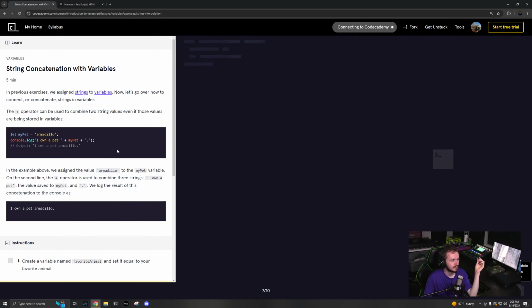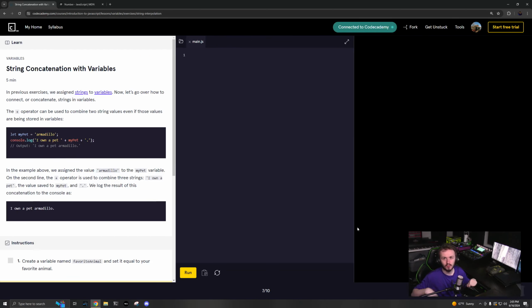All right, so that is it for mathematical reassignment operations. You've got the times equals, divide equals, subtract equals, add equals, and then you've got the plus plus and minus minus. Those are very helpful for looping and stuff.